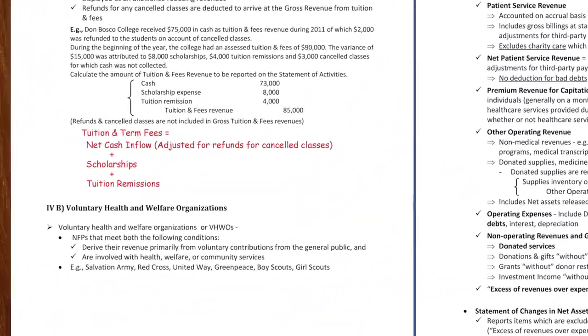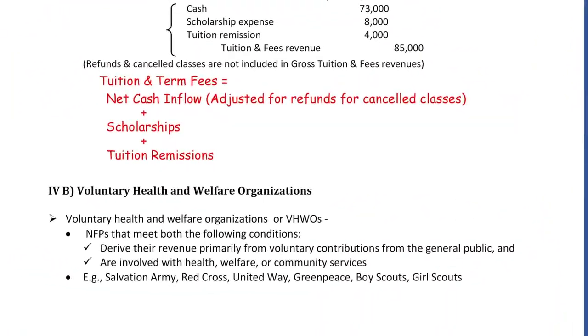Back on page 60, we're now looking at voluntary health and welfare organizations. So these are not-for-profits that meet both of the following conditions. Number one, they derive their revenue primarily from voluntary contributions from the general public, and they are involved with health, welfare, or community services. Hence the name voluntary health and welfare organizations.